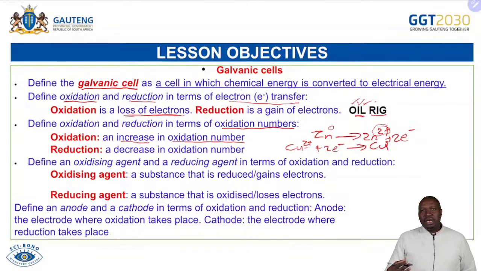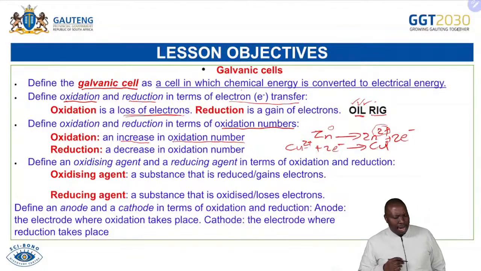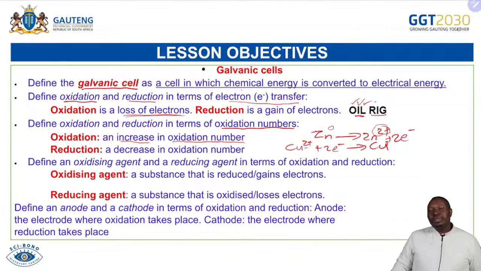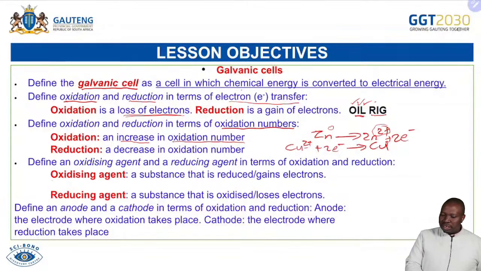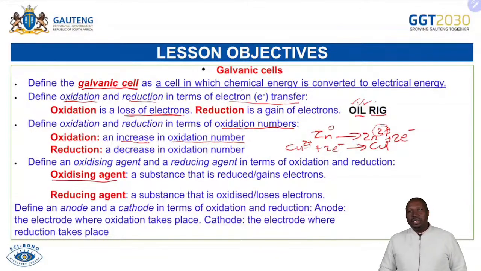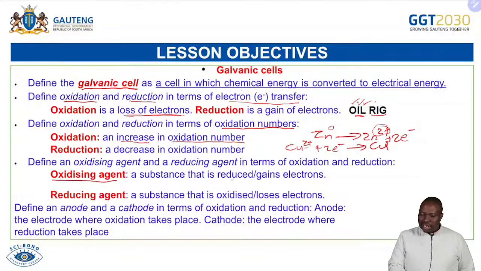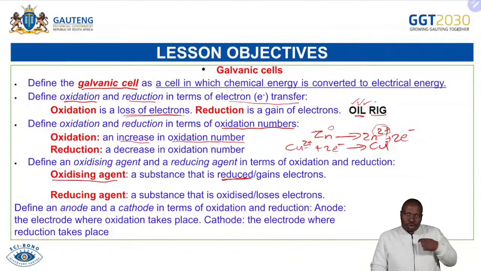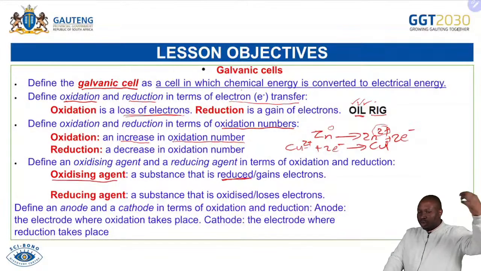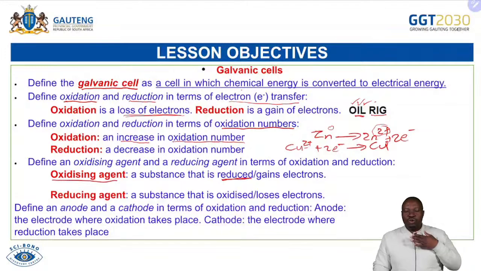You see copper 2 plus has decreased to copper. So it's important that you have that. Now the next definition that you must know is the definition of an oxidizing agent. We're saying an oxidizing agent is a substance that is reduced. So the oxidizing agent is not oxidized. The oxidizing agent is reduced. Itself is reduced, but it's an agent that will help the other one to be oxidized.